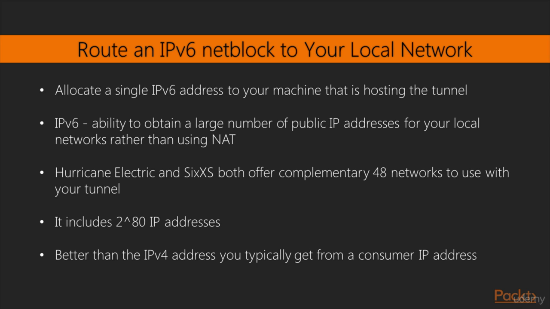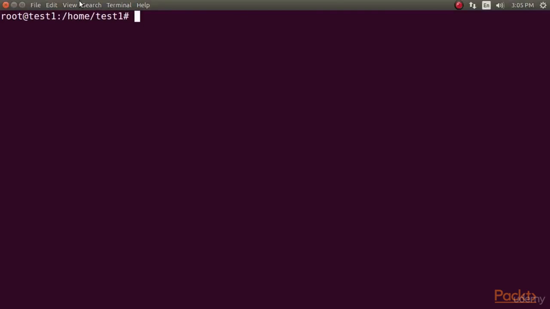A /48 includes 2 raised to 80 IP addresses, or 1,208,925,819,614,629,174,706,176. Much better than the 1 IPv4 address you typically get from a consumer IP address. To utilize them, you just need to advertise their availability. Now, after this brief introduction, we will see how to do it.